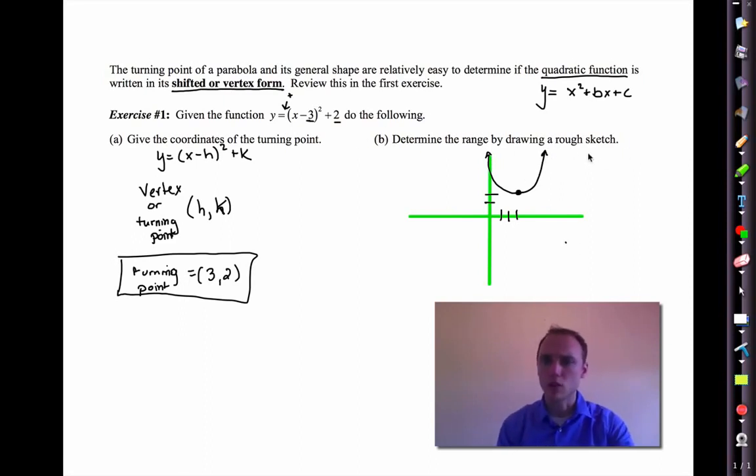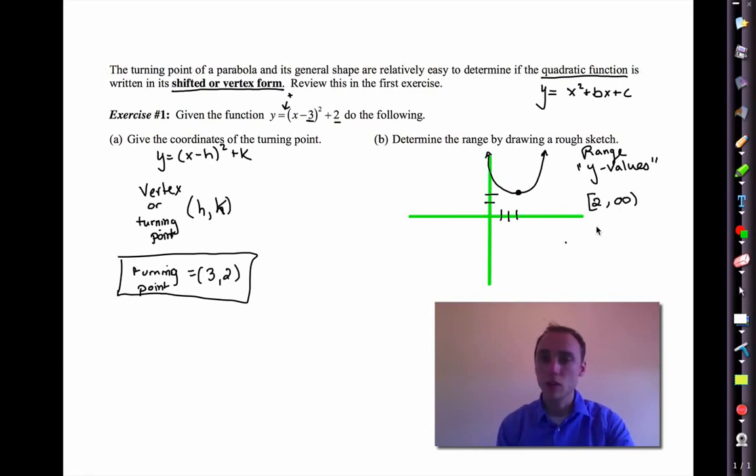And now I can determine the range. Well, remember, the range is just the set of all y values. So we're talking about all the values in the y direction. Well, my smallest y value is 2, and I don't have a largest y value, so I'm going to call that infinity. So if I want to talk about the range or all of the y values, I'm going to say it's everything from 2, including 2, and then up to infinity.